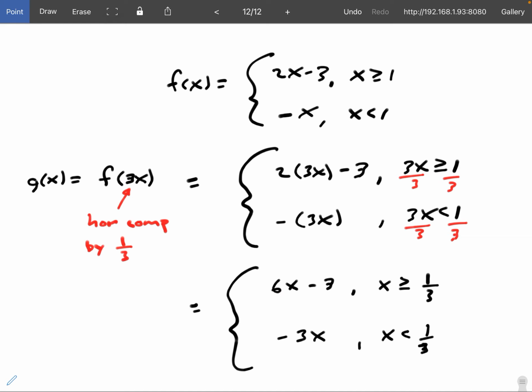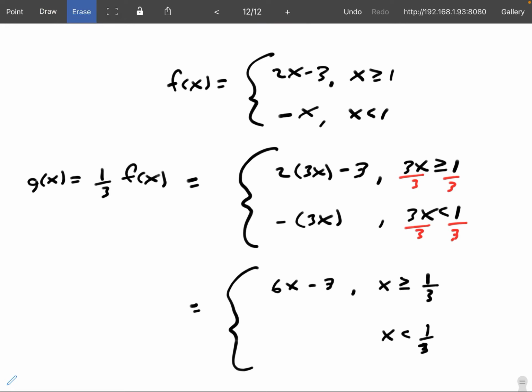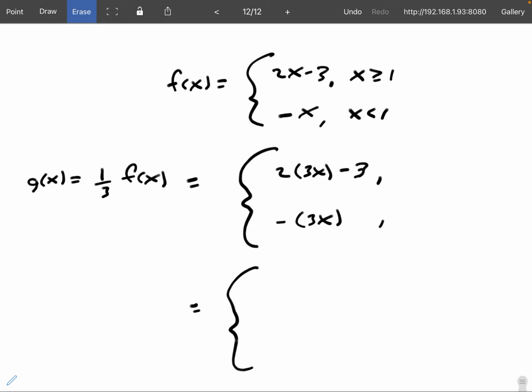All right, so we only got one more to go. You guys good? All right, last one. So the last one we're going to do is 1/3 f of x. So 1/3 times f of x. And then I'll erase all this stuff. Okay, so then it's a 1/3 out in front.